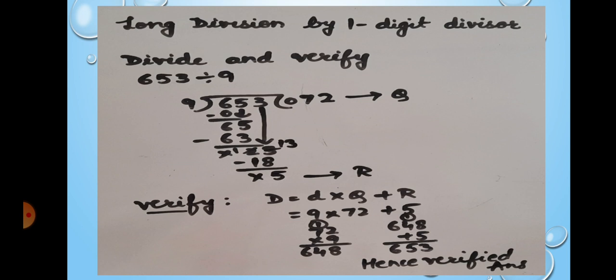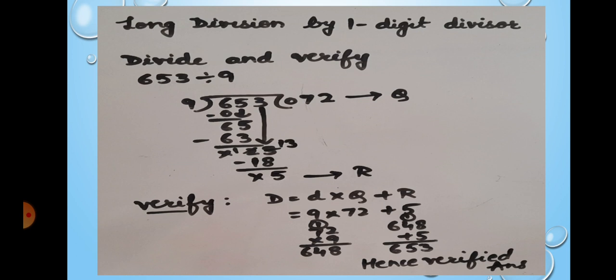After subtracting 18 from 23 we get 5, and 5 we mark as the remainder, and 72 is the quotient. Now for verification we have to remember this formula: dividend is equal to divisor into quotient plus remainder.